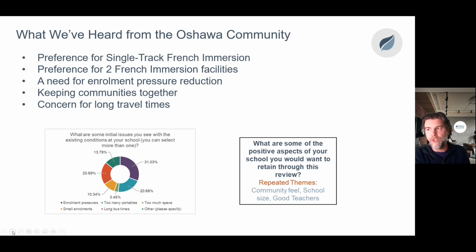When we look at one question that we asked the community early on in the process, what are some of the initial issues you see with some of the existing conditions at your school? You can see that a little bit over 50% of the responses are either enrollment pressures or too many portables. So I think there's a clear understanding in the community that there's schools that are operating above capacity, and that something needs to be done to deal with some of that enrollment pressure. And that's why the board is undergoing this boundary review.